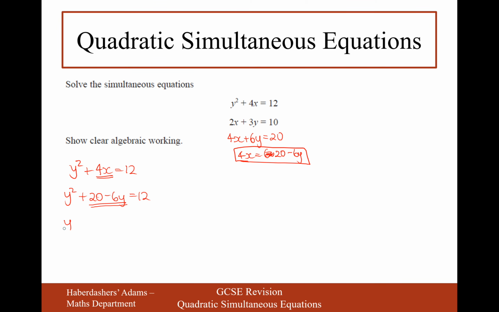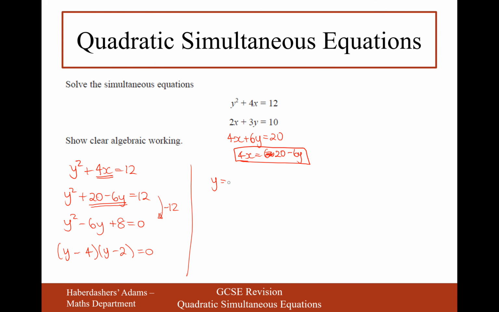Now the next thing to do would just be to simplify this into a quadratic equation. So 20, but then I'll take away the 12 onto the other side because everything must be on the same side. That will give me plus 8 equals 0. And I'm pretty sure I can factorise this. It will probably be minus 4 and minus 2.